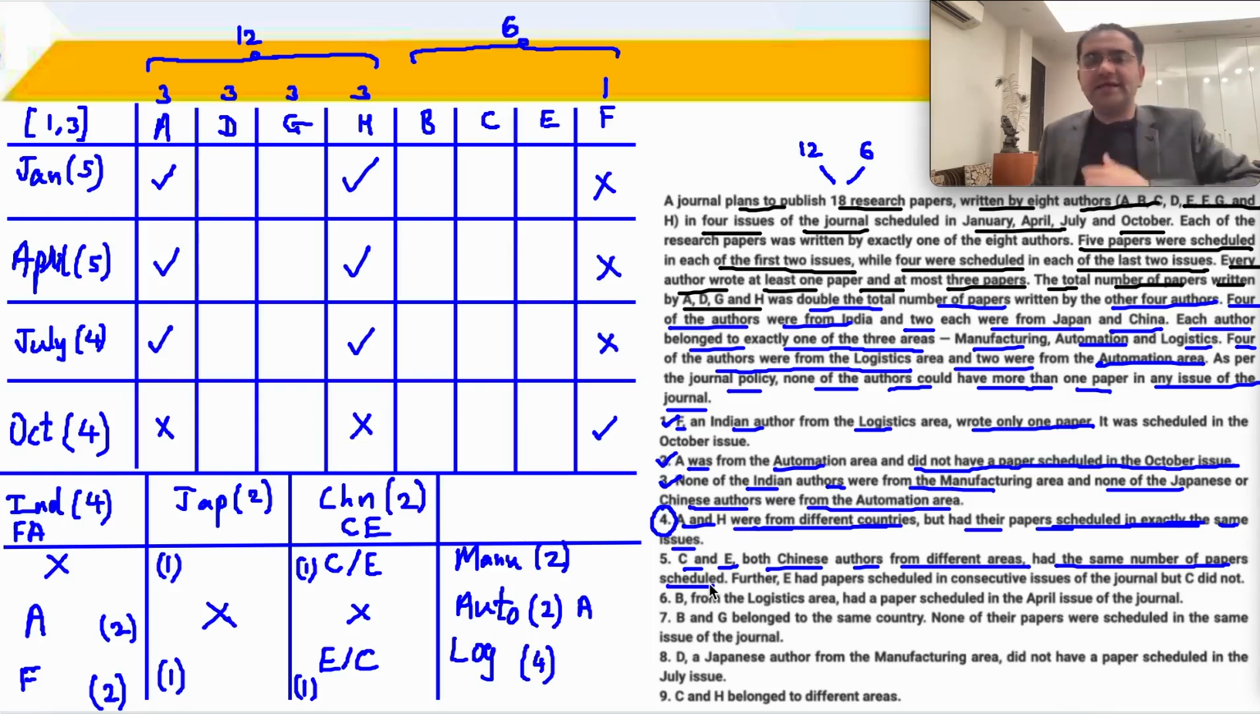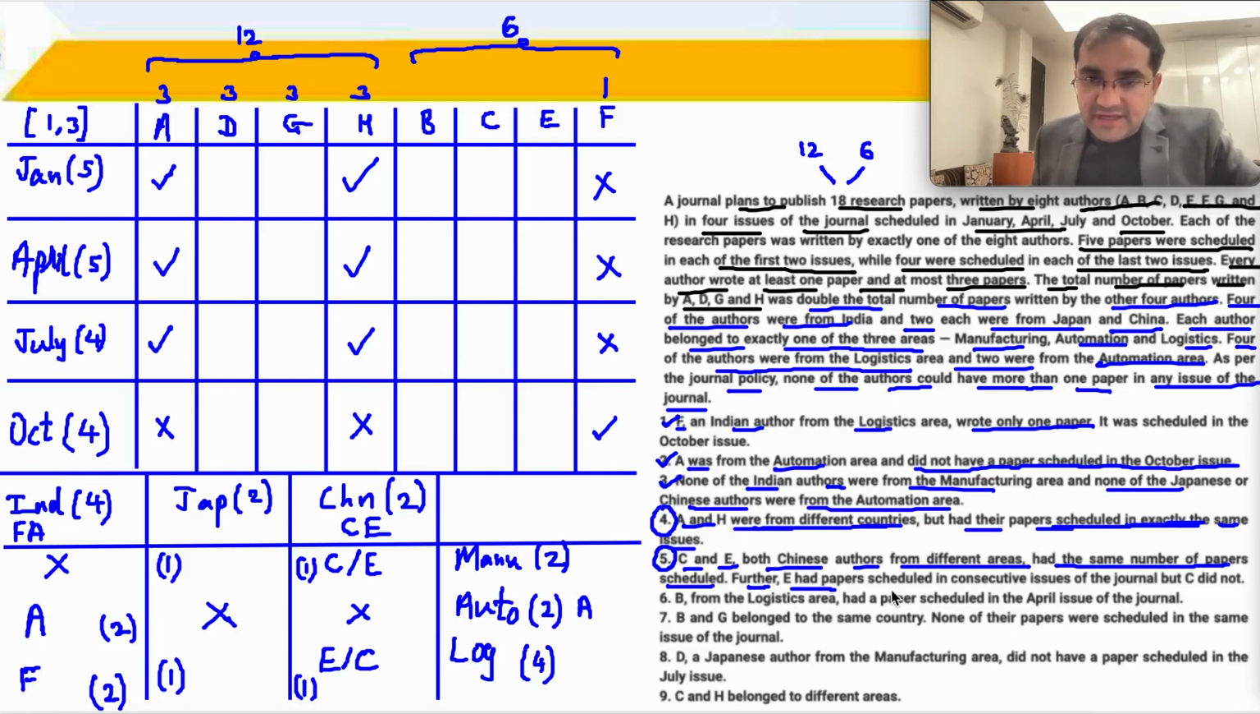C and E, both Chinese, are from different areas and had the same number of papers scheduled. So this could be 1, which makes this 3. And this could be 2, which makes this 1. So right now I don't know, so I will circle this. C and E had the same number of papers.